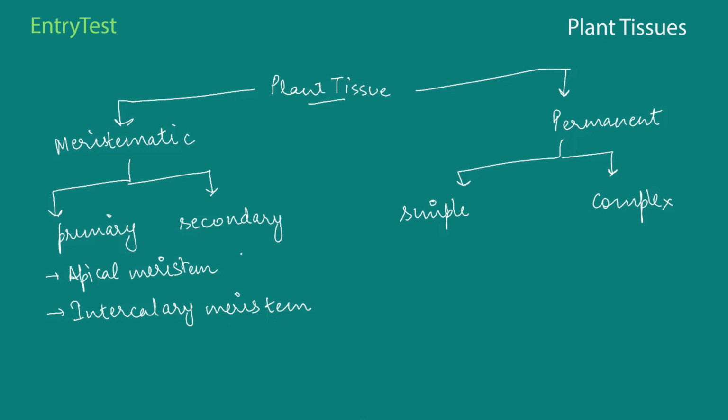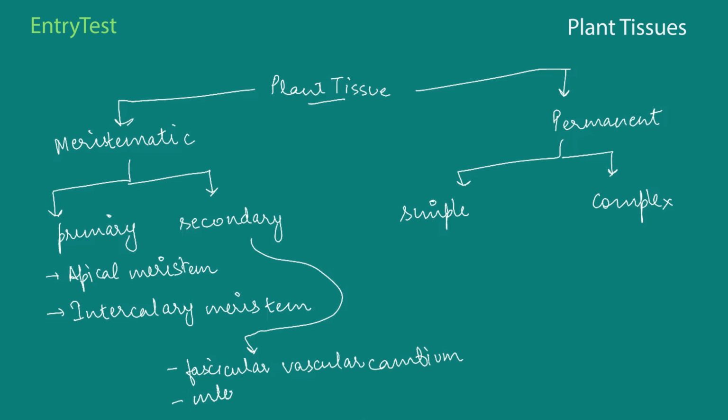And the secondary tissue is found in the mature regions, and let me put those names here. You have basically three kinds of secondary tissue. I'll give you three examples of that. One is fascicular vascular cambium. One is interfascicular cambium. And the third one is cork cambium. We'll be doing them in detail later.